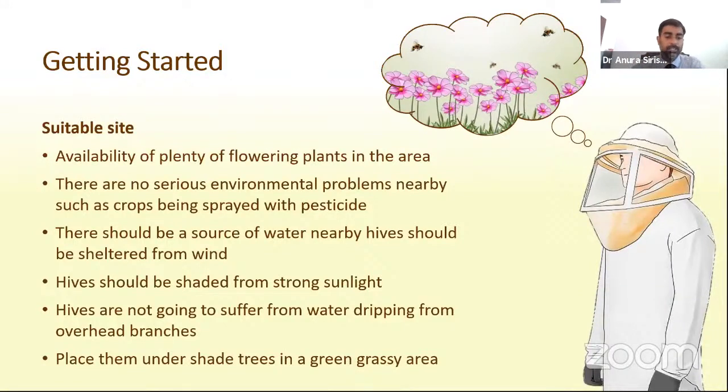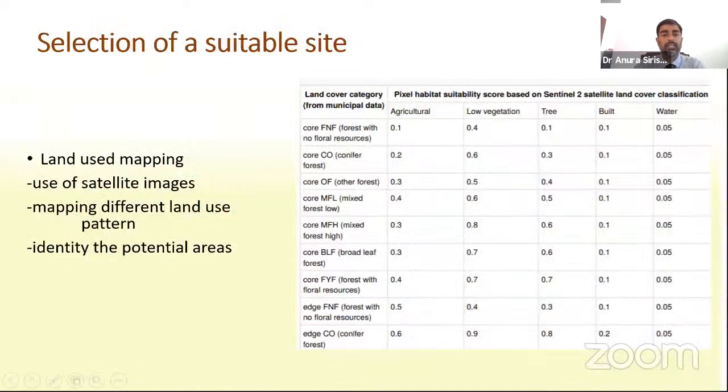Then place them under shade trees in a green grassy area. So these are things we have to think about before you establish a new colony in a new environment. And when you are designing or thinking of a site for a large scale apiary, there are definitely some things that we have to do.